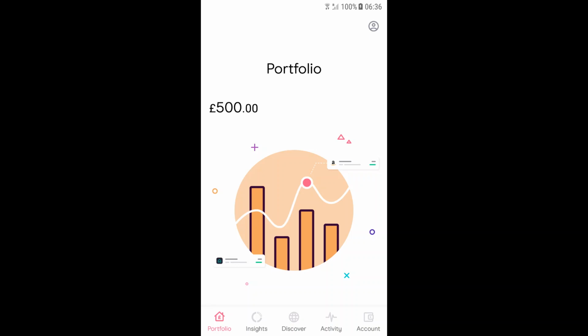And so I deposited my first amount, which is £500. And I did a little bit of research. I'm going to let you know that my aim for my portfolio is that it's a long-term dividends-focused portfolio. I'm not too worried about the short term. This is a really long term investment for myself.